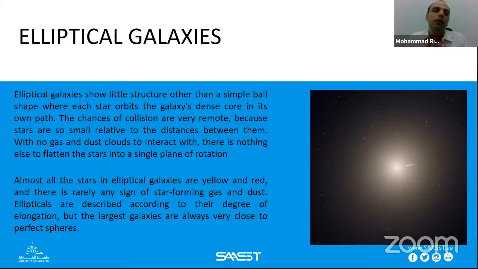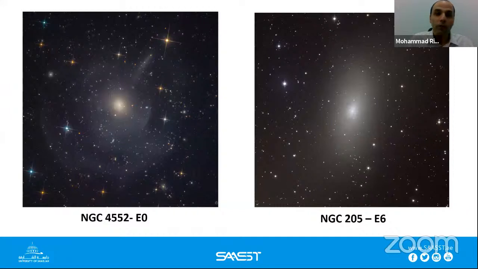To distinguish between all types of elliptical galaxy, we have only one factor: eccentricity. That's why Hubble, when he classified the elliptical galaxies, started from E0, E1, E2, and so on. So let's see a couple of examples of these ellipticals. This one, NGC 4552, is an E0. E0 means it is very, very close to the ideal sphere, and it has very little eccentricity.